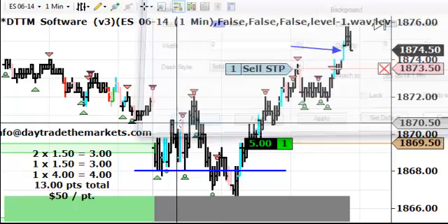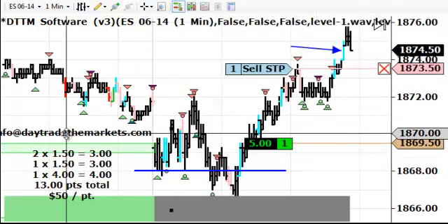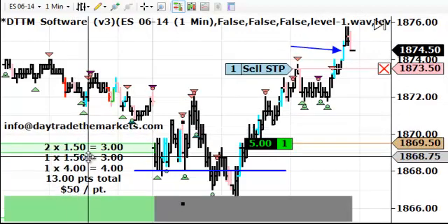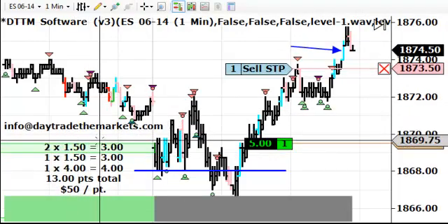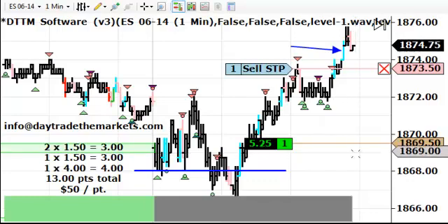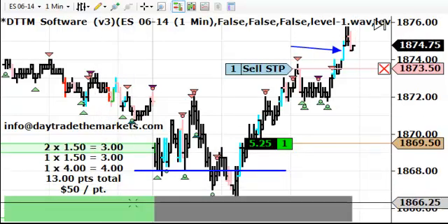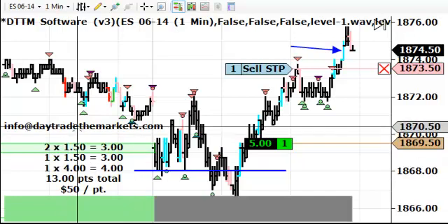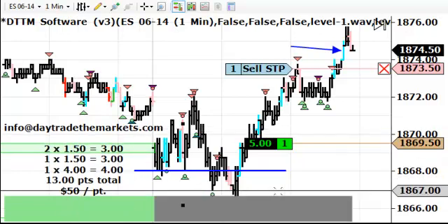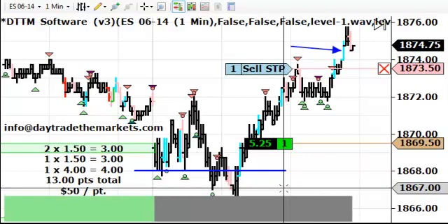Okay, so here's our email over here, as you can see, and I've updated the position as it stands right now. Should we get stopped in this final 4, it will give us a total of 13 points today. And our email here, info@DayTradeTheMarkets. Should you have any questions or comments, just send them on over.